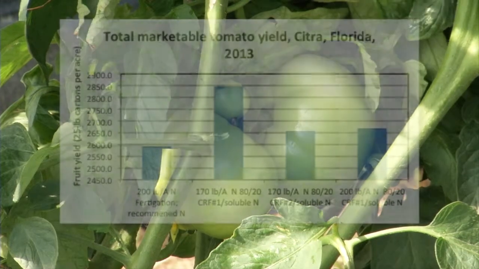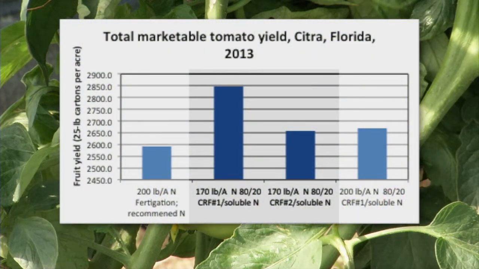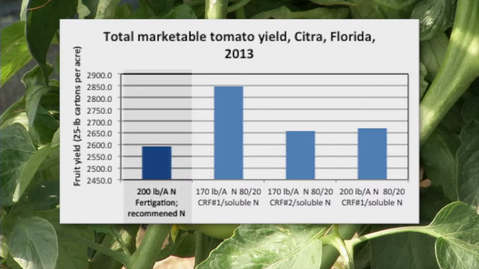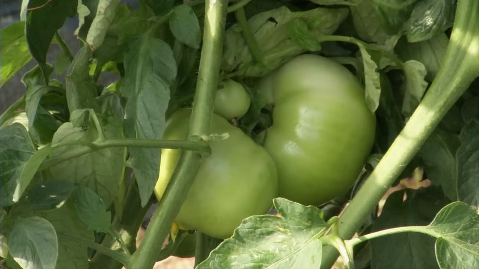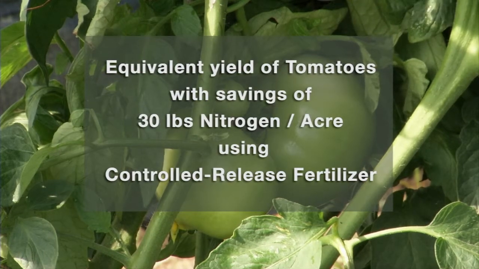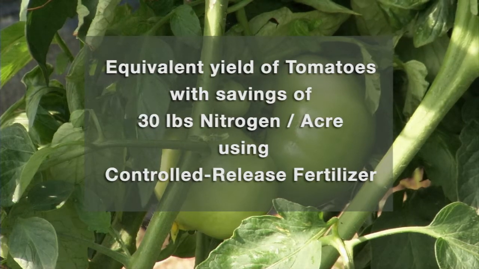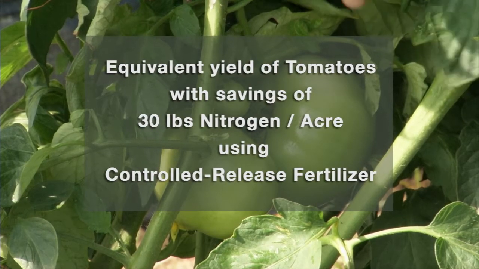With tomato, controlled release fertilizers with two products at a reduced rate of nitrogen, 170 pounds per acre compared with 200 pounds per acre, resulted in similar yields as the recommended fertigation program with 200 pounds of nitrogen per acre or a controlled release fertilization program with 200 pounds of nitrogen per acre. The reduced rate achievable with the controlled release fertilizer resulted in a savings of 30 pounds of nitrogen per acre.